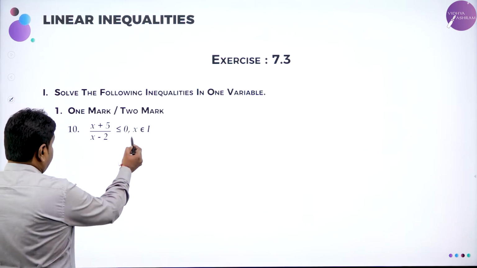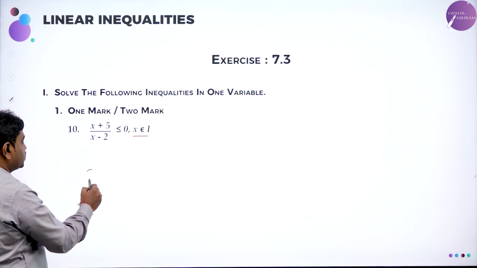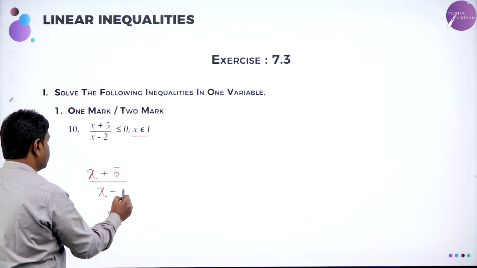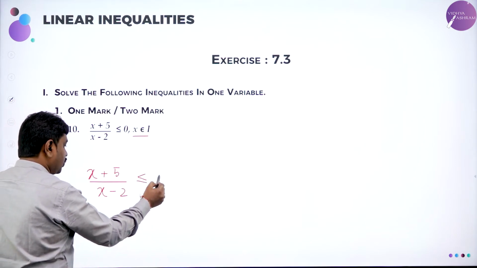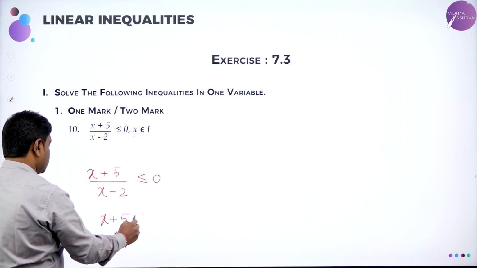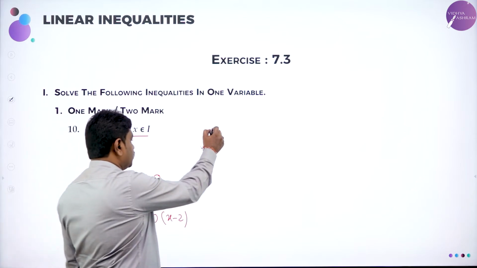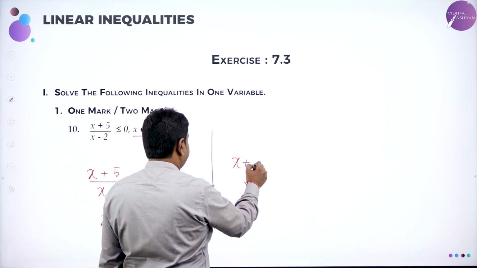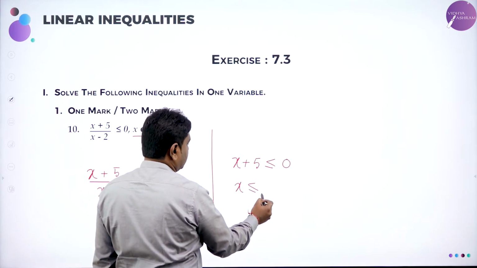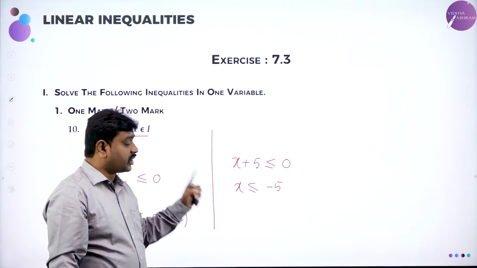Next, they want you to write the answer in integers. x belongs to I means integers. They gave the question: x plus 5 divided by x minus 2 less than or equal to 0. Transfer to this side: x plus 5 less than or equal to 0 into x minus 2. So x plus 5 is less than or equal to 0, x should be less than or equal to minus 5. We read this as x is less than or equal to minus 5.